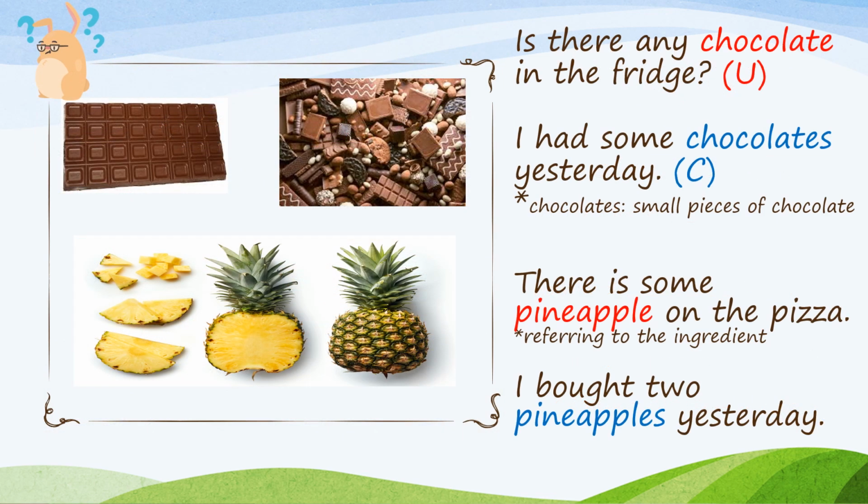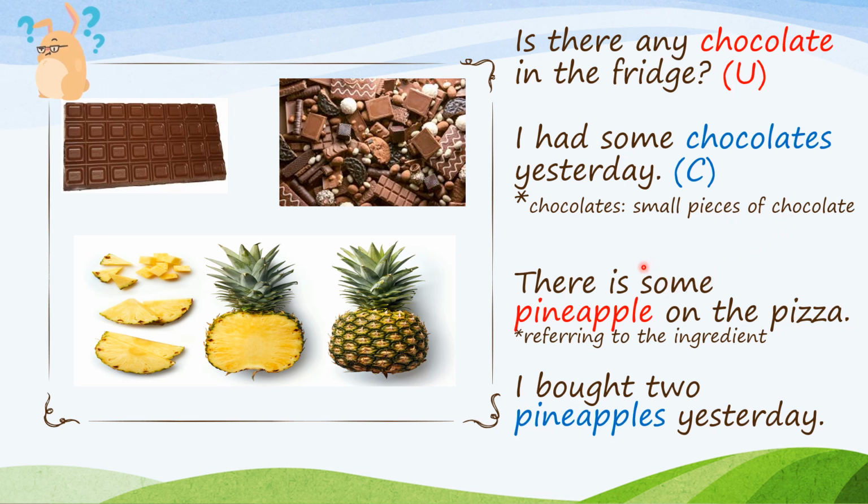Right, now there are some exceptions to the rules. Okay, so for example, when you ask, is there any chocolate in the fridge? Chocolate here is uncountable. But sometimes we do hear people say, I had some chocolates yesterday. So chocolates here are countable. So there are some nouns which are both countable and uncountable. So when you say chocolates, I have some chocolates, it actually means you are having small pieces of chocolate.